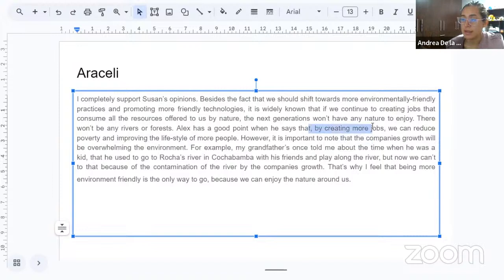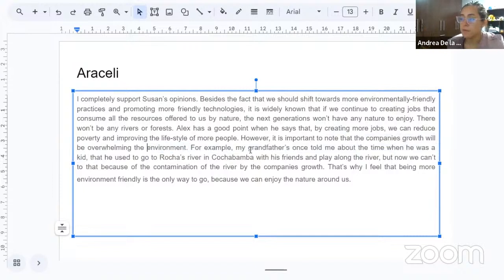Alex says that we need to create jobs, right, to reduce poverty. But you're saying that this company's growth is going to damage the environment. So it's a good way of contrasting that.